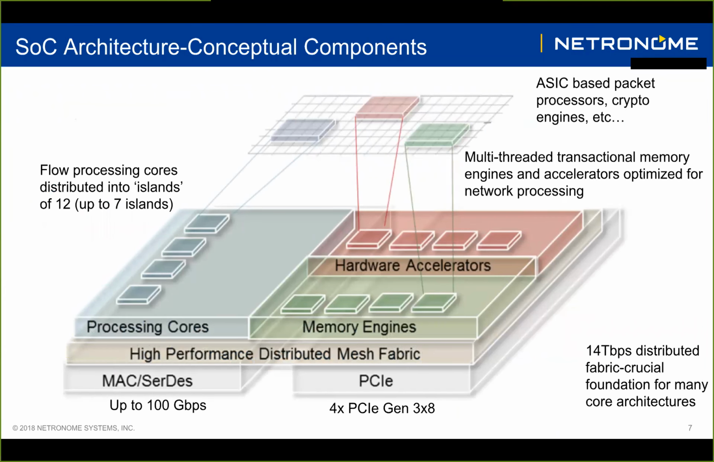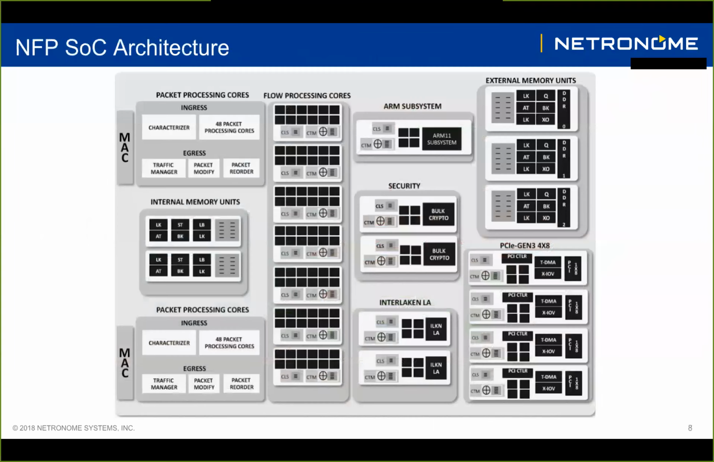So the chip itself is a high performance networking ASIC, which can connect to the PCIe and various types of networking ports. It has a high performance interconnect between the elements. And then it has a whole bunch of processing cores, memory engines for doing the memory operations, and various hardware accelerators. All those things can be used together for packet processing.